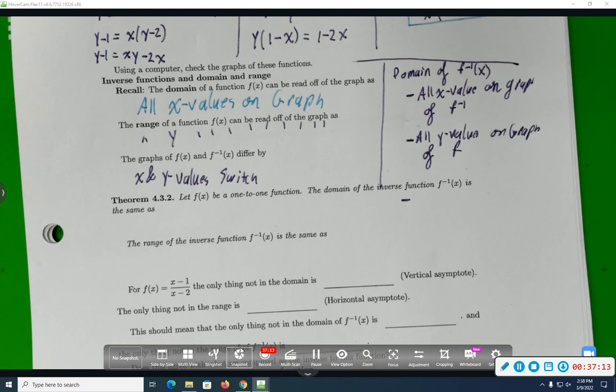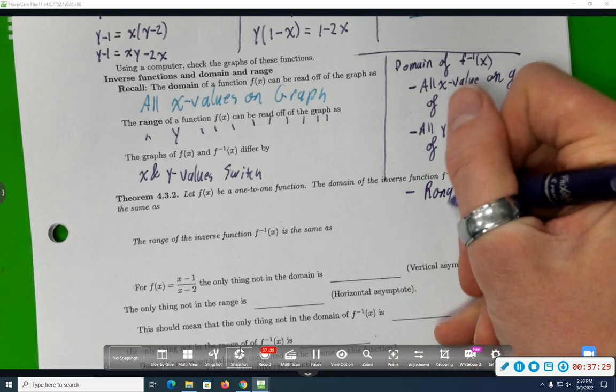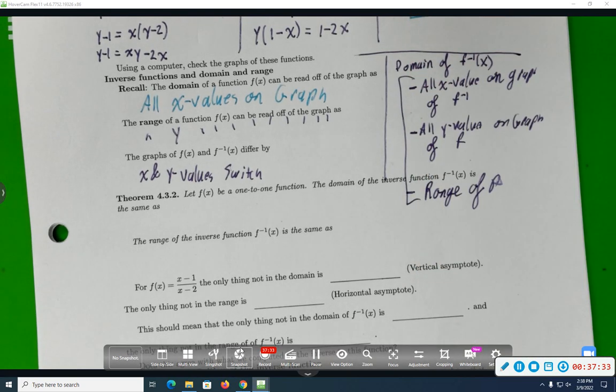And there's one last bullet point. All the y values on the graph of f. What is that? The range of f. And there's nothing mysterious about it. There's the full argument.